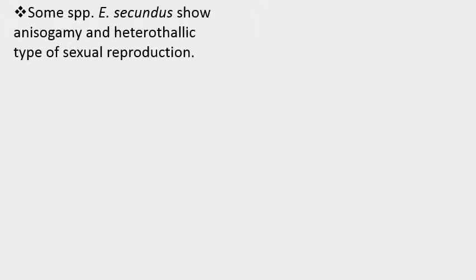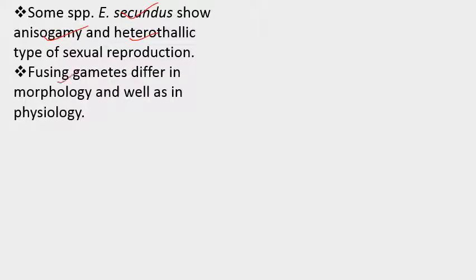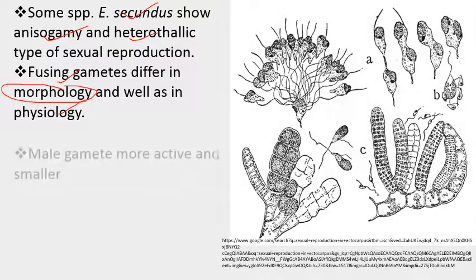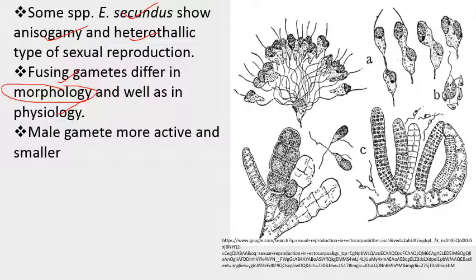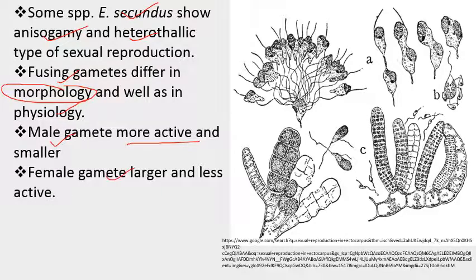Next, in some species like Ectocarpus secundus, it shows anisogamy or heterothallic condition, in which the male and female gametes are produced on different thalli or different gametangia. So the fusing gametes differ in their morphology as well as physiology. This is known as anisogamy, meaning they are morphologically different and they are different in their activities also. In this case the male gametes are more active and smaller in size, while female gametes are larger in size and less active.